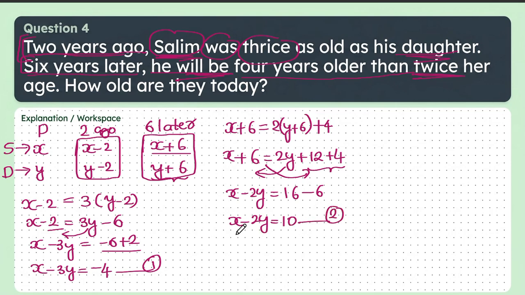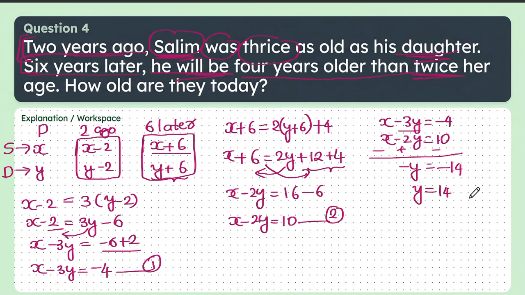Let's solve by using elimination method. So first equation is x minus 3y is equal to minus 4. Second equation is x minus 2y is equal to 10. So just change the sign to eliminate x. So minus, this will be plus, and this will be minus. So x minus x will get cancelled. Minus 3y plus 2y, which is minus y, is equal to minus 4 minus 10. So minus 14. So if we cancel out minus sign from both the sides, we will get y is equal to 14. Now put the value of y in any equation.